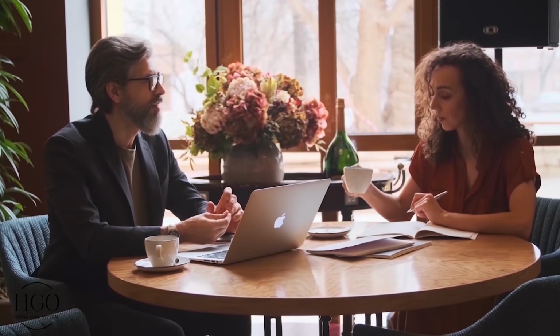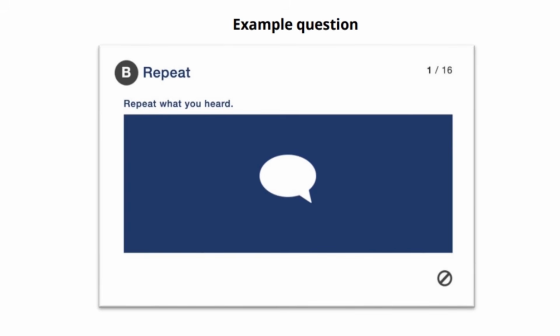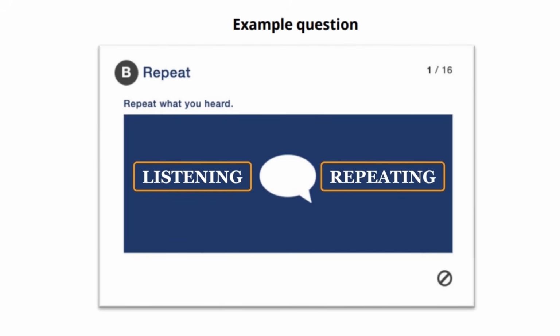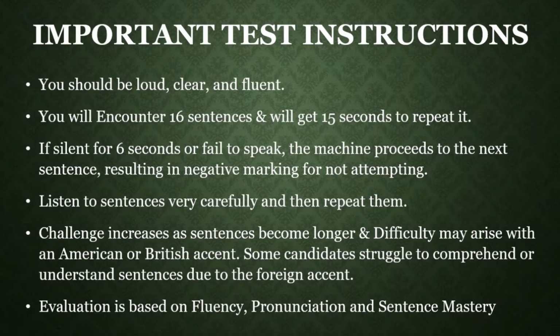Let's move on to our next section, Part B, repeat. In this section, you will hear an automated voice that will speak a sentence to you, and you must repeat it exactly as you hear it. This section is all about listening and repeating the sentences. For example, the machine will say, leave town on the next train, and you must respond by repeating, leave town on the next train. Be loud, clear, and fluent.